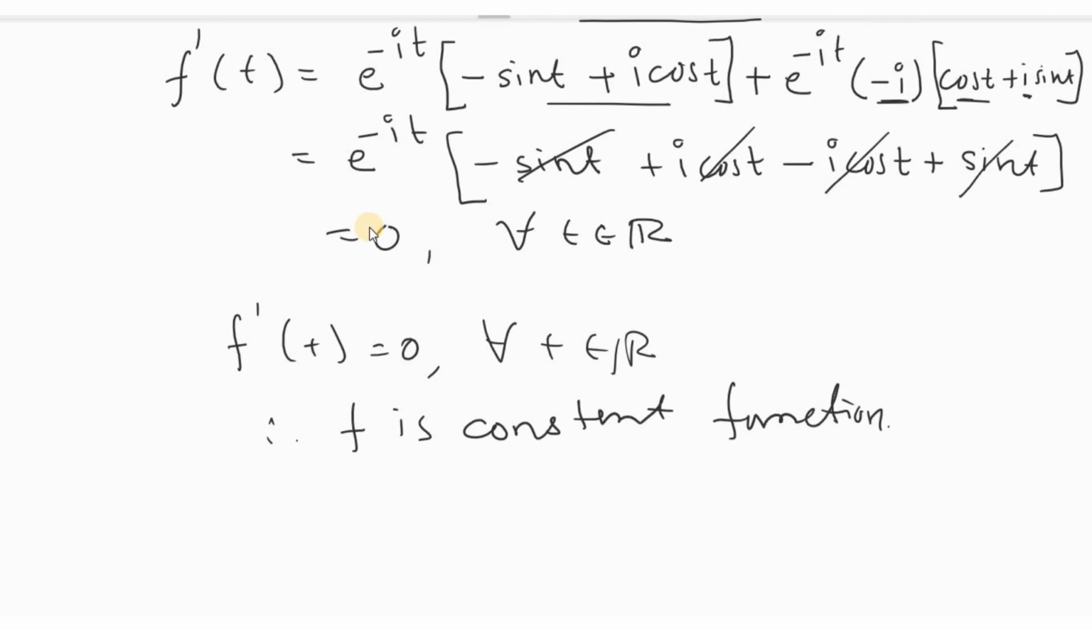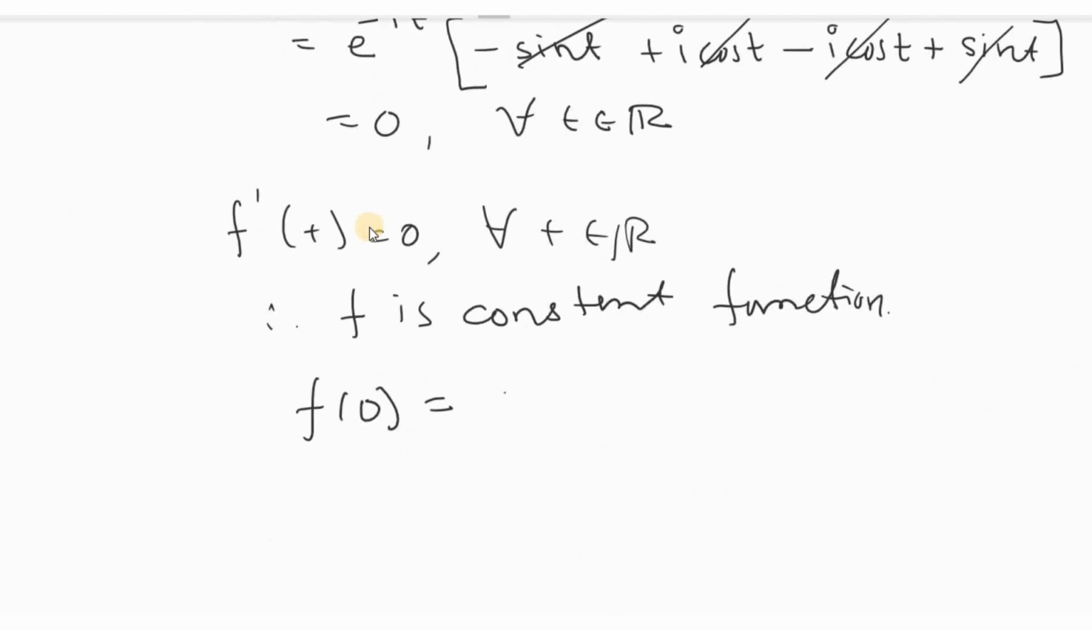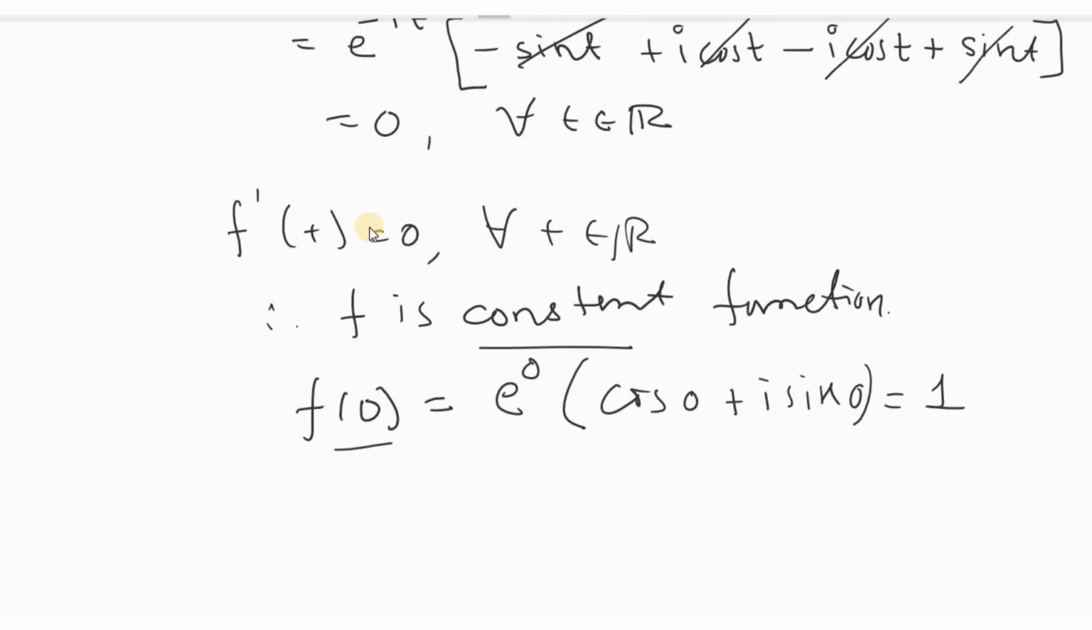But you may observe what is f of 0. If you put t equal to 0 here, then it is e raised to 0 into cos 0 plus i sin 0. You know that cos 0 is 1, sin 0 is 0, and e raised to 0 is 1, so the answer is 1. Since f is a constant function and at 0 it has the value 1, that means we can say that f of t will be 1 for every t belongs to R.